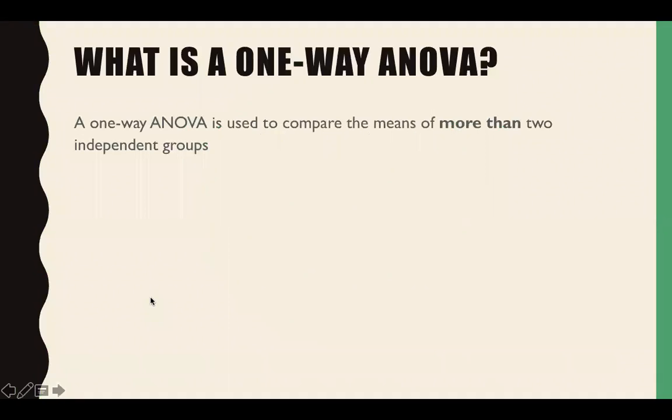Okay, so you may be wondering what a one-way ANOVA is. A one-way ANOVA is just used to compare the means of more than two independent groups. In the last lesson, you learned how to do means and proportions of two independent groups, or one sample proportion, one sample mean. And a one-way ANOVA is used when you're comparing more than two groups.